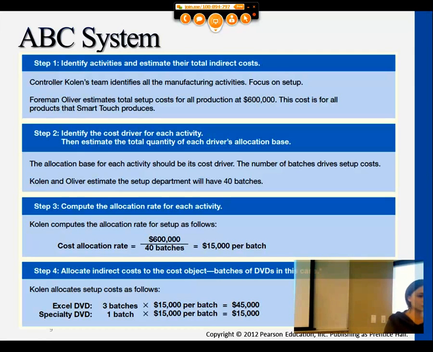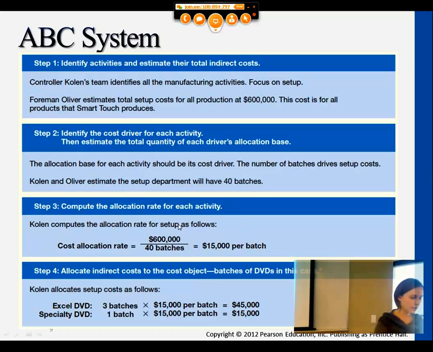So what are we going to do? We're going to take this 600,000 and divide it by 40 batches. Okay? And that's going to give me my allocation rate. And I'm going to see, okay, it's 15,000 per batch. But that's not it, right? I'm going to do a step 4. My step 4 is based on actual number.